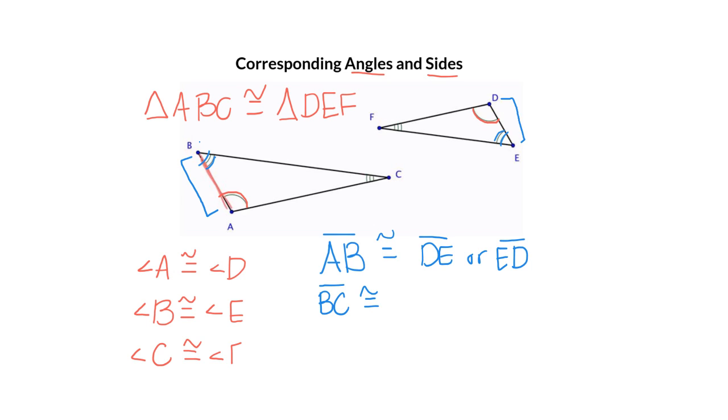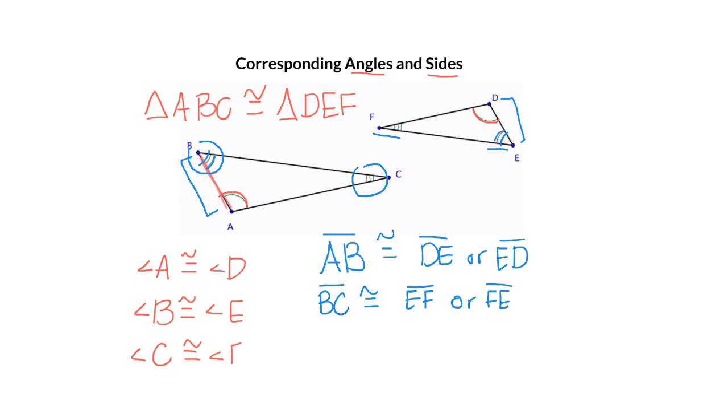Notice that from angle B to angle C, we're going from the two arcs to the three arcs. So that would be from angle E to angle F. So that would be side EF. Again, you can rewrite it as FE, and it would still represent the same thing.